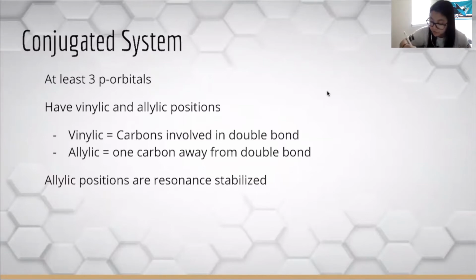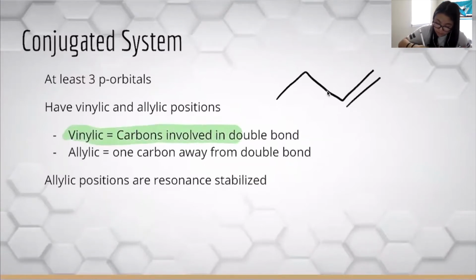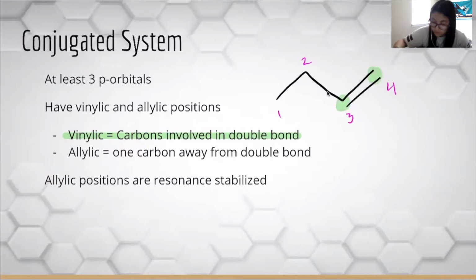So if I were to draw a structure that looked like this, the vinylic carbons are the ones involved in the double bonds. If I were to number these, let's number these in pink: 1, 2, 3, 4. And highlight the vinylic carbons. Those would be carbon 3 and carbon 4.